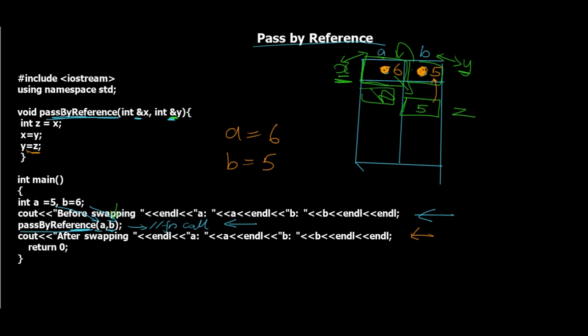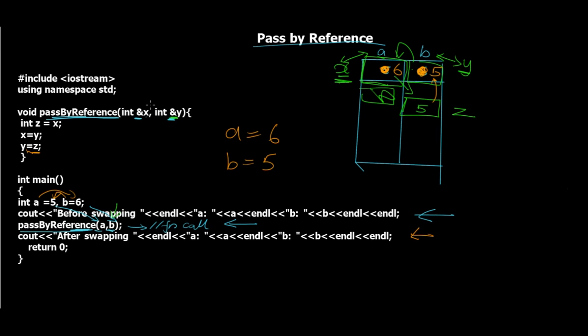But outside that function, when the pass by reference call is done and x and y go out of scope, a and b are again there in the main function, but this time a has become 6 and b has become 5. So the swapping has occurred using an alias name, that is, using a reference variable. So this is how pass by reference works, and I hope now you have a very good idea of what pass by reference means and how it works behind the scenes.